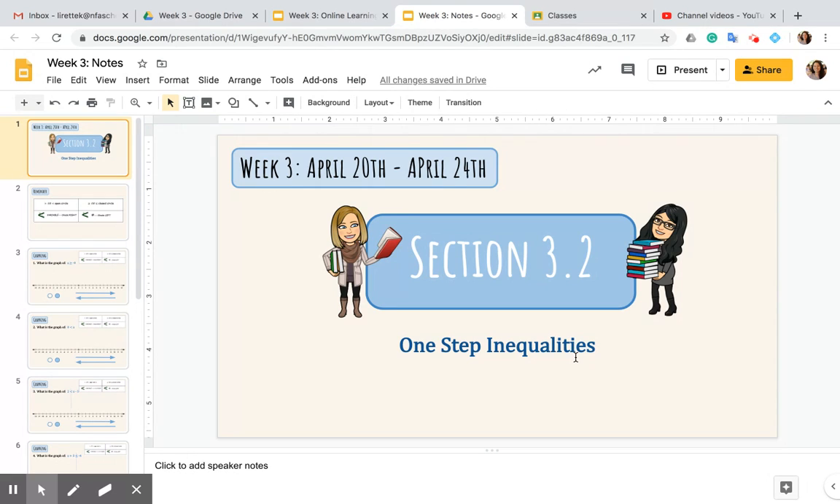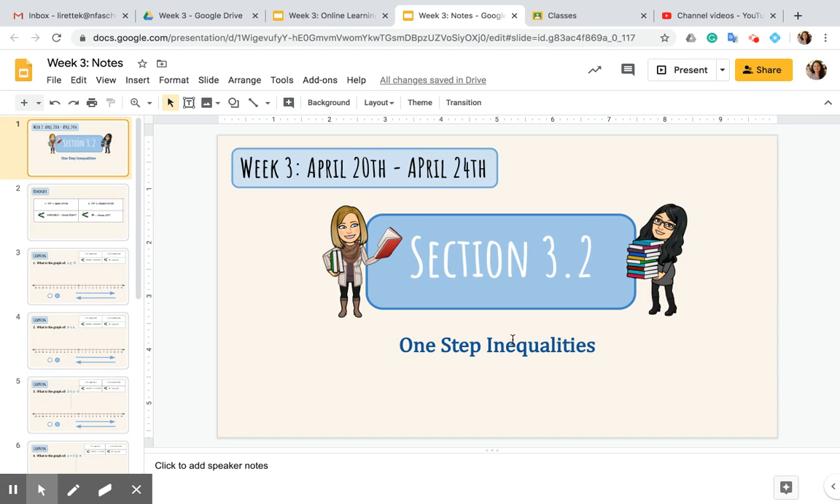We're going to move on to section 3.2, which is all about one-step inequalities. Now, you might remember in the past in chapter 2, we learned how to solve one-step equations. So if you can guess what this section is going to be about, it's going to be about solving one-step inequalities. So if you're pretty good at solving one-step equations, you're in pretty good shape for this section. It's really not much different.